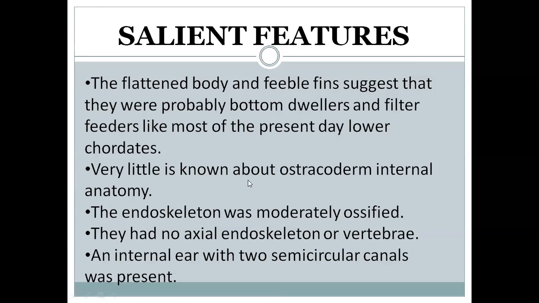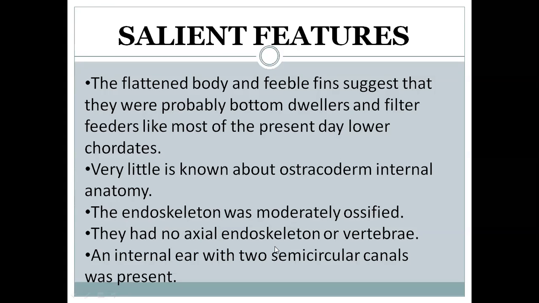Very little is known about the ostracoderm internal anatomy, because internally only small remnants of the vertebral column have been received. Apart from that, no other body structures were obtained, and we cannot obtain them now. So we do not know much about the internal anatomy of these organisms. The endoskeleton was moderately ossified. Scientists received only endoskeleton fossils, and this endoskeleton had a moderately ossified structure. They are not very hard bony structures.